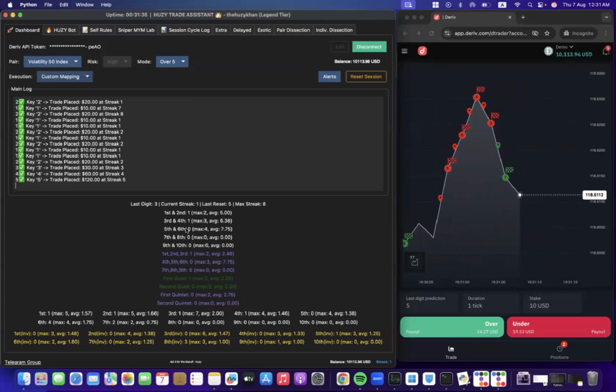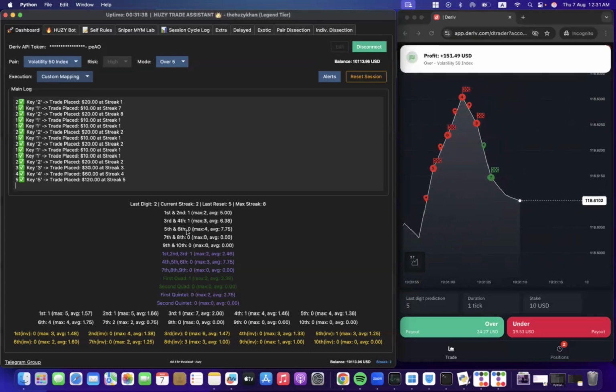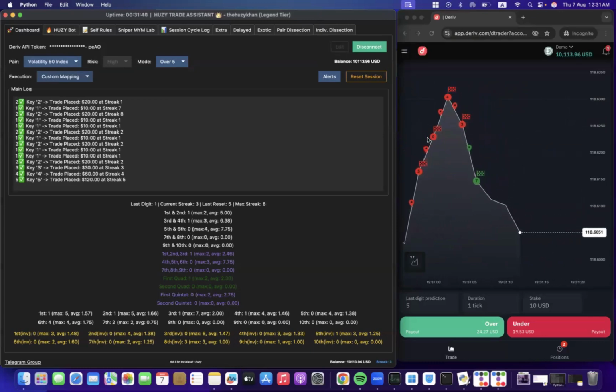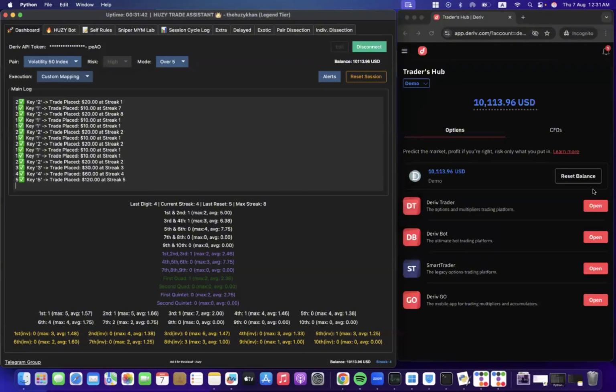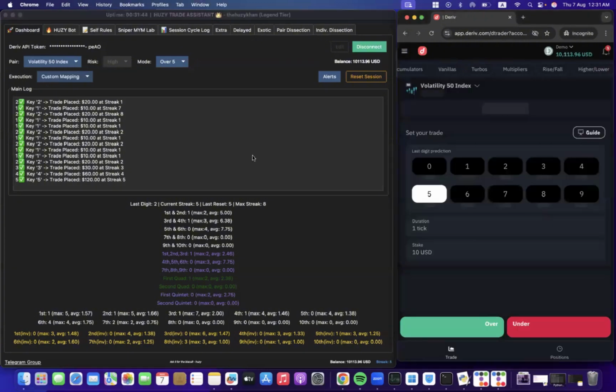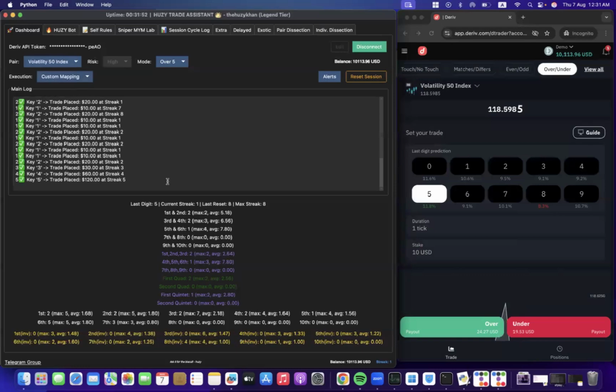Okay, so technically, I was supposed to enter over here on 5th. But you can see how fast I was able to execute my trades, right? All by the press of the buttons. I had already mapped them in the custom mapping. All of the keys were mapped. So I was able to execute trades just like that.